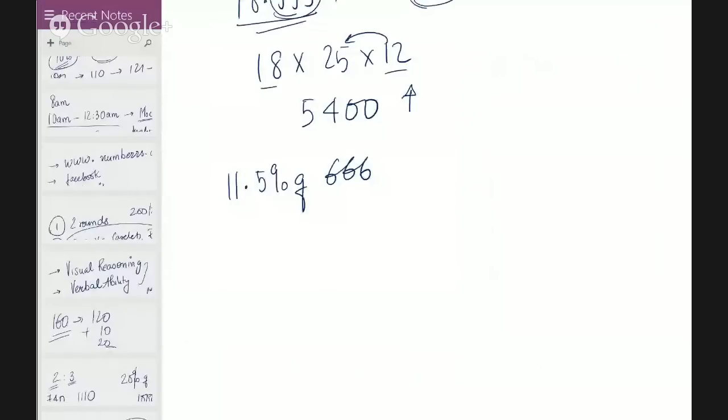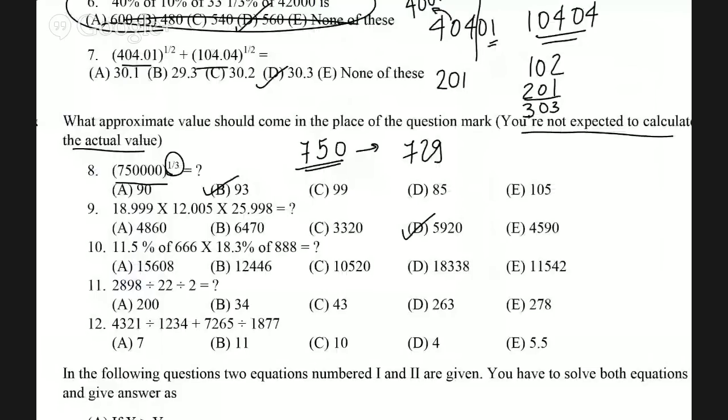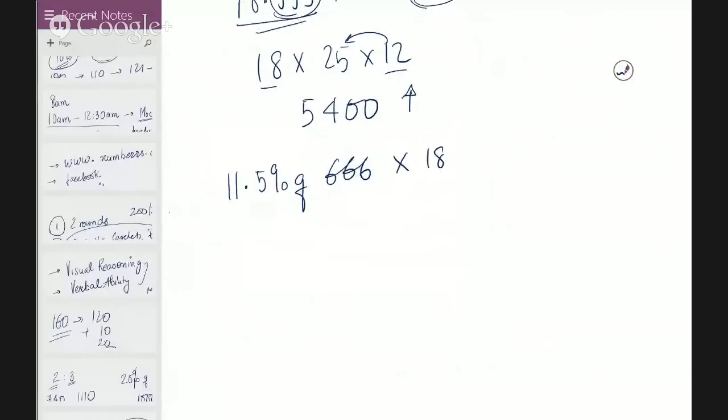Okay, we'll solve that. Zeel Mehta will solve it out. Just a minute. 11.5% of 666 into 18.3% of 888.